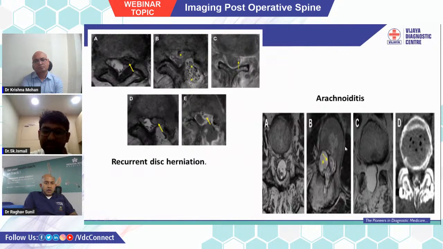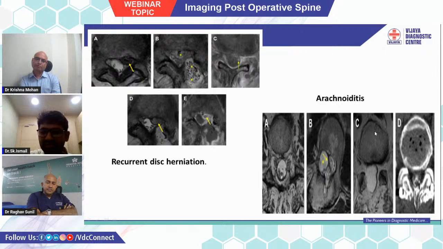Another complication which results in persistent non-specific symptoms following a technically successful surgery is arachnoiditis. It could be of 3 types, where there will be clumping and thickened cord-like appearance of nerve roots, where there will be adhesion between the nerve roots and the thecal sac, and where there will be peripheralization of the nerve roots with the empty sac appearance. And sometimes there will be soft tissue thickening and calcification noted within the spinal canal.